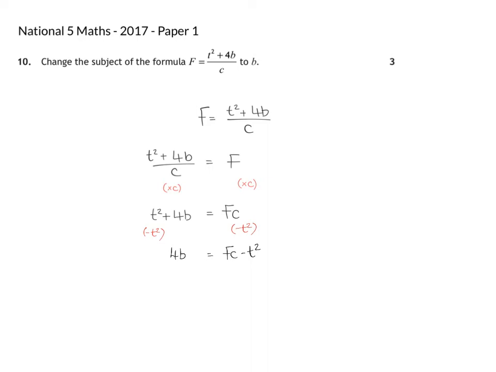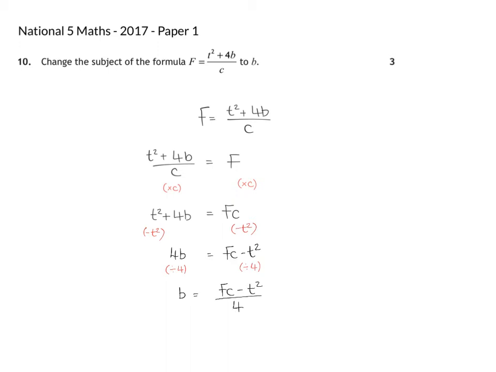So here we've got 4B. So 4 times B, so we need to undo that. And again, undoing timesing is dividing. So I divide both sides by 4. Division and fractions, same thing, so I can just write it as one big fraction. So FC minus T squared over 4.